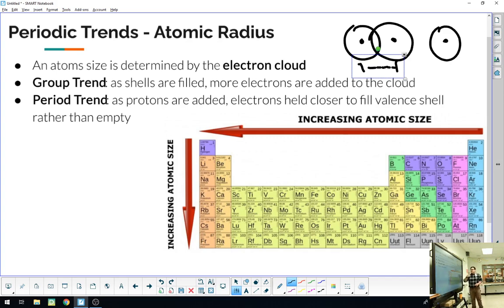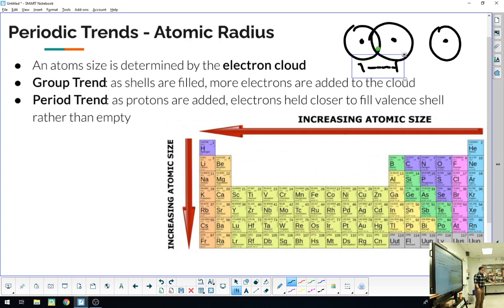All right. As the shells are filled, more electrons are added to the cloud. So on your periodic table here, what I want you to do is draw an arrow to the left and down. So this is where it gets a little counterintuitive. You're going to turn your imagination brain on.